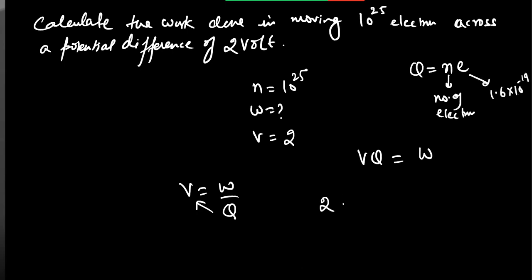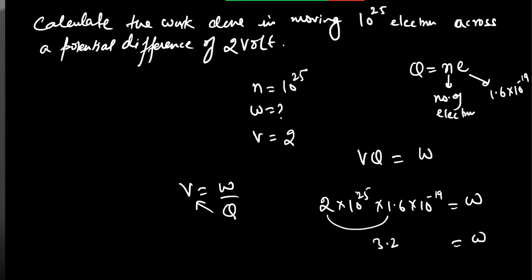So write it: 2 into 10 raised to the power 25 into 1.6 into 10 raised to the power minus 19 is equal to W. This becomes 3.2 into 10 to the power 6 joule. Understood? Please note it down.